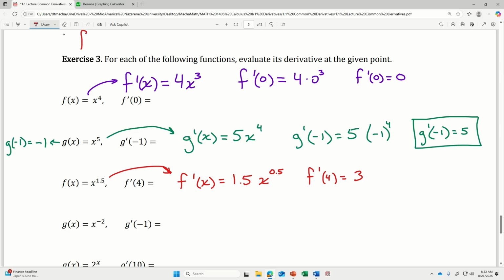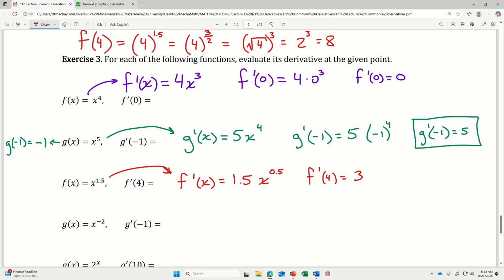And just for fun, what if I don't take the derivative? What if I actually just want the value of the function f, where x equals 4? Then I'm talking about 4 raised to the power 1.5. And that's the same thing as 4 raised to the power 3 divided by 2. That's the same thing as the square root of 4 raised to the 3 power. That's the same thing as 2 raised to the 3 power. So the value of the function f at x equals 4 is 8, but the value of the derivative at x equals 4 is 3.